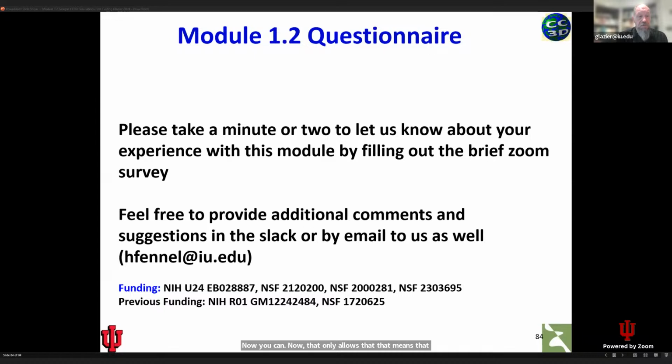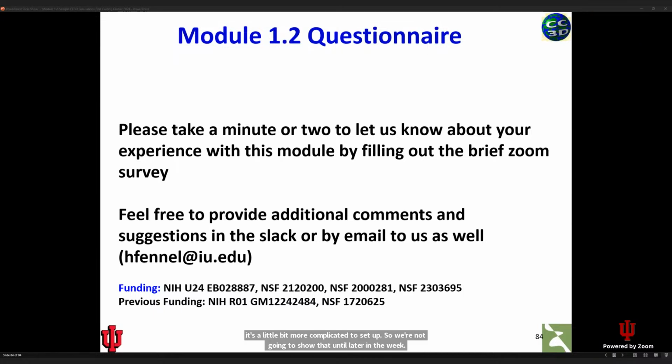The adhesion flex plugin allows you to have every cell have its own adhesion with every other cell. But it's a little bit more complicated to set up, so we're not going to show that until later in the week.